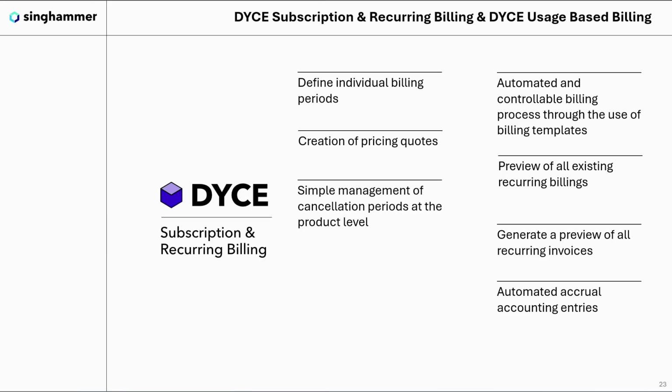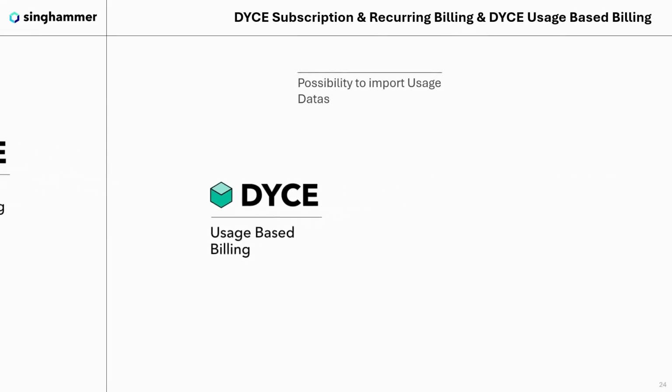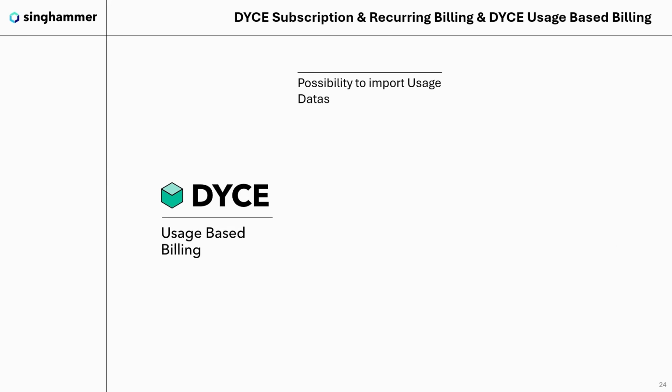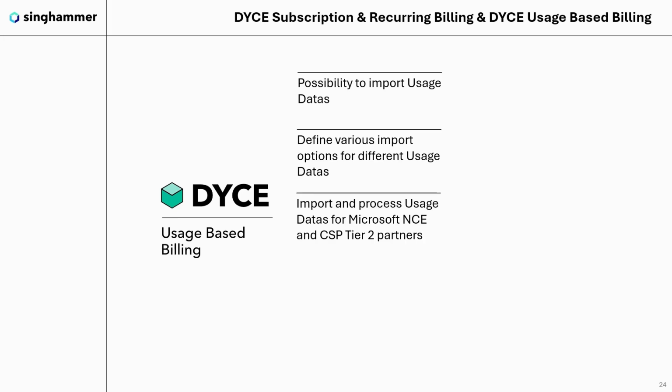And what about the DYCE usage-based billing app? It enables you to import and process usage data in your system. You can store and import countless different formats, with processing routines predefined by you and handled by our app. Are you a Microsoft NCE or CSP Tier 2 partner? And does invoice processing consume valuable time? Our app helps you to save time processing invoices on a specific date.